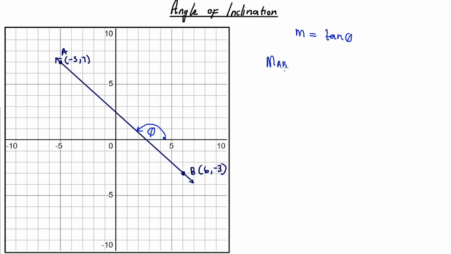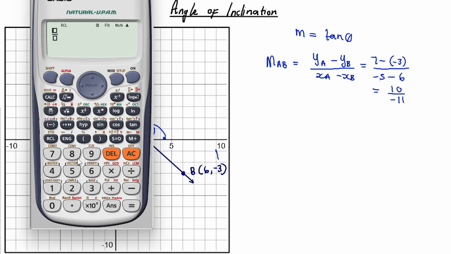So gradient AB is going to be equal to YA minus YB over XA minus XB, equal to, what is YA? That's 7, minus YB, that's negative 3, over XA, that's negative 5, minus XB, that's just 6, equal to 7 minus negative 3, that's 10, over negative 5 minus 6, that's going to be negative 11. Let me just calculate it. 7 minus negative 3, and then negative 5 minus 6, equals 10 over negative 11.